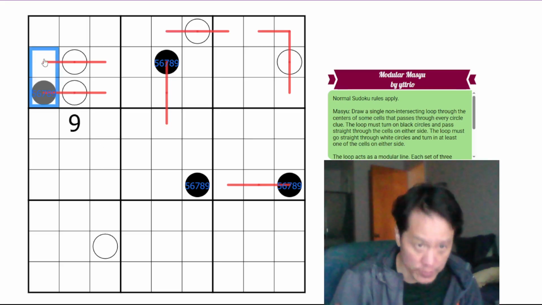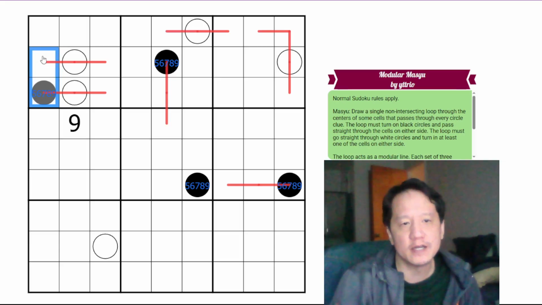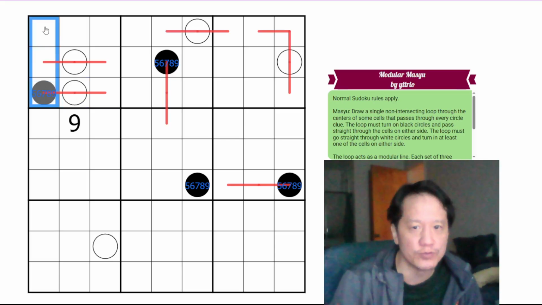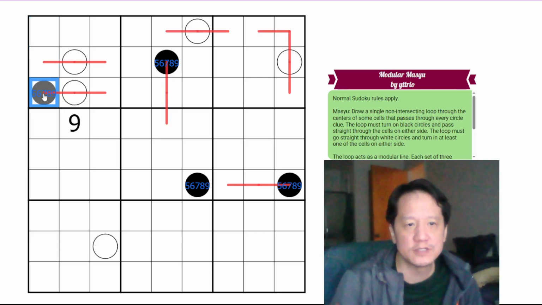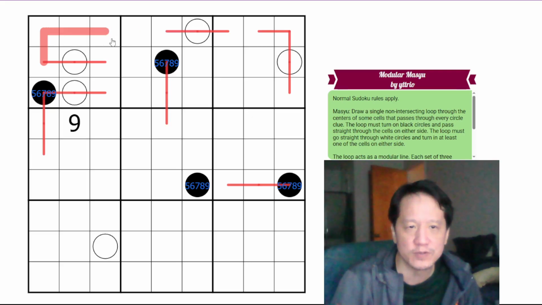This cannot go this way, because if it did go this way, they would connect, but then it would not turn on the black and then go straight through the other side of the cells on either side. So this has to turn this way. So this turns this way, which means this has to come from this way. And then it goes that way.